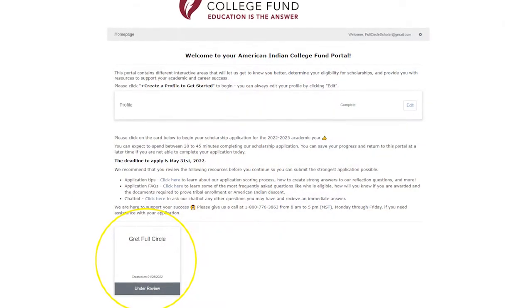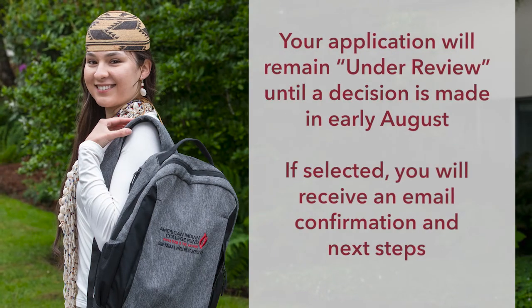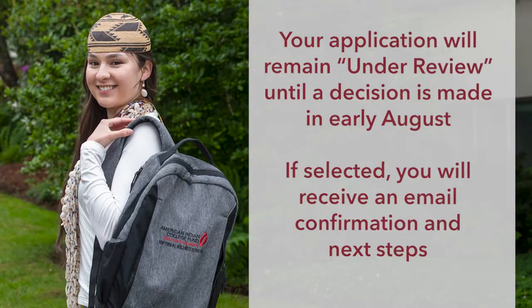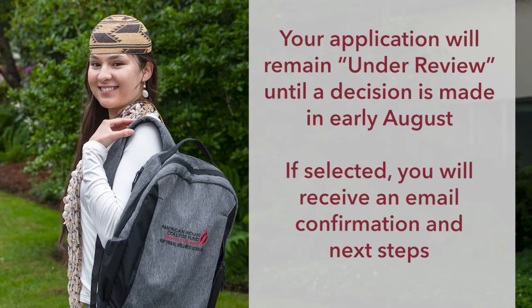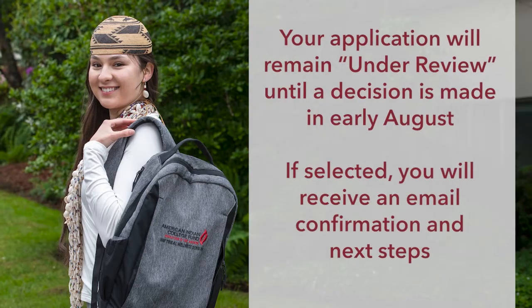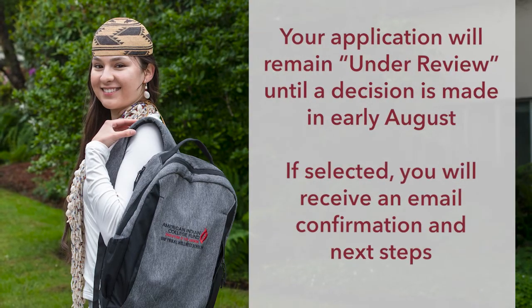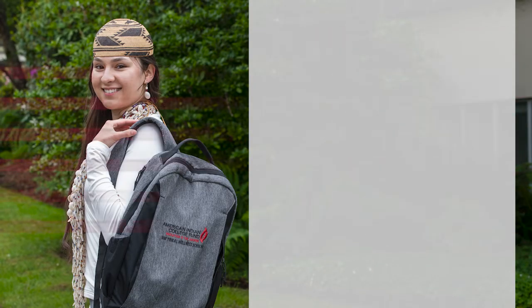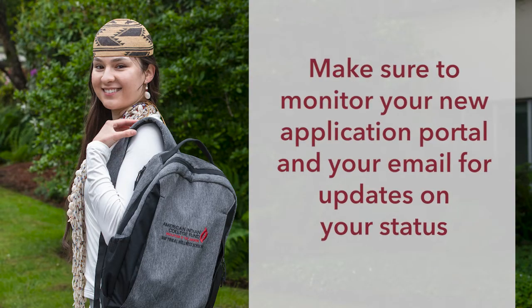When you visit the application section of your dashboard, you will see your application with an under review status. If you apply by May 31st, you will hear from the scholarships team by early August. If you apply after that, you can expect to hear back from our team on a rolling basis. If selected, you will receive an email confirmation of your award and directions for the next step in your scholarship journey. We encourage you to monitor this portal as well as your email address for updates.